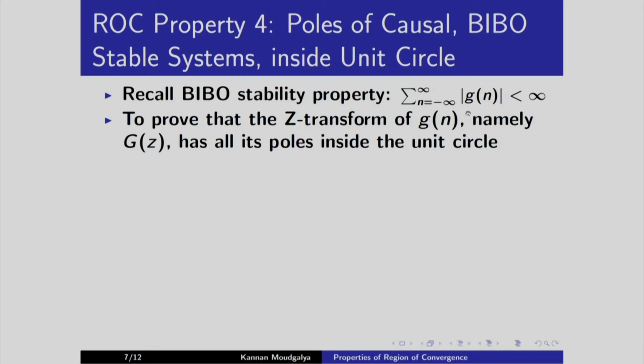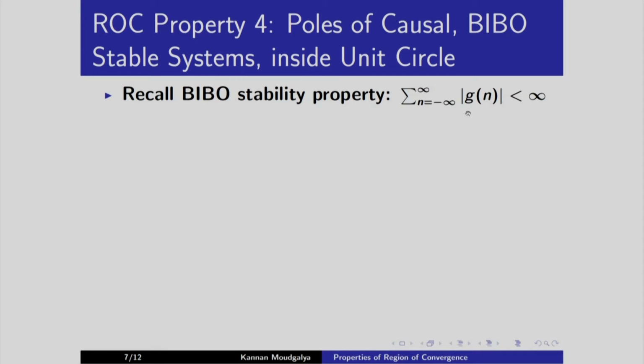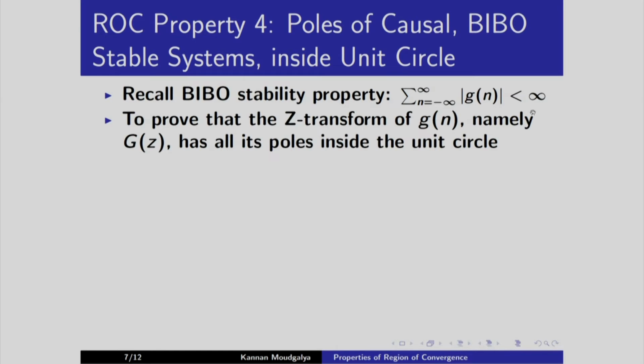Now we want to show that when we are given a sequence like this, that is, a system that is BIBO stable, in other words this absolute sum is bounded, then we have to show that if we take the Z transform of this g of n, its poles will be inside the unit circle. Let us prove this.